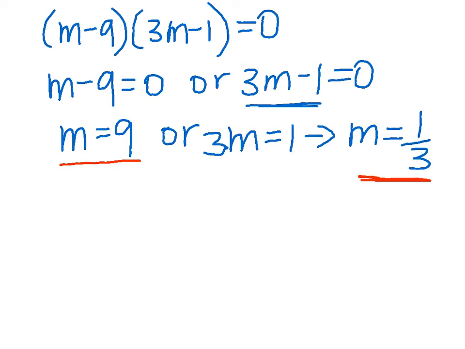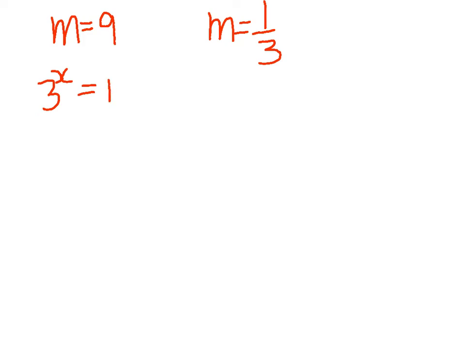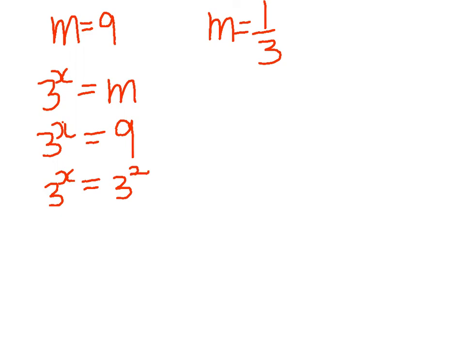So we haven't finished there. So we've got m equals 9 and m equals a third. We're going to substitute that back in. So we know that 3 to the x equals m. So for this first value of m, we can say 3 to the x equals 9. And we're going to use that technique of making the bases the same. So our base is 3. So we've got 3 to the x equals 3 squared. We can say, therefore, x equals 2.